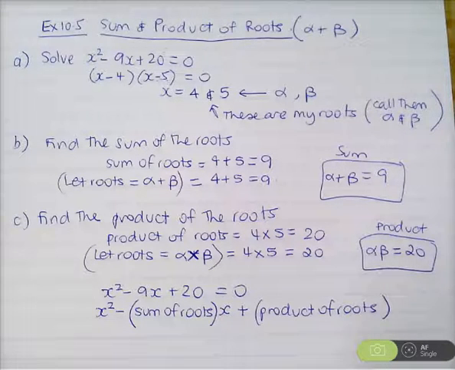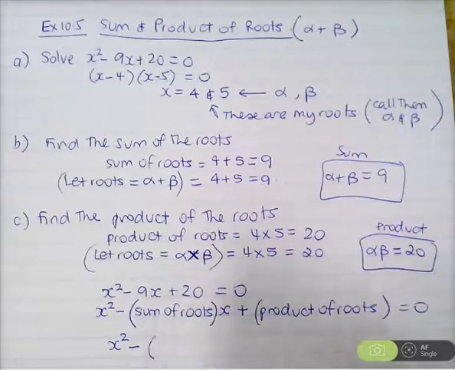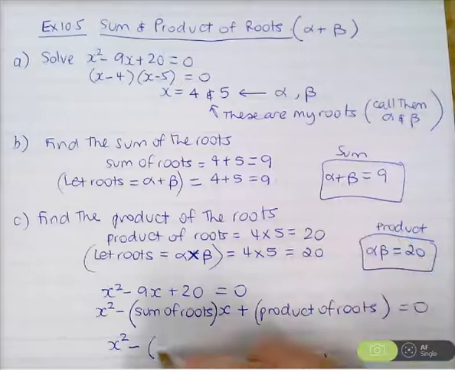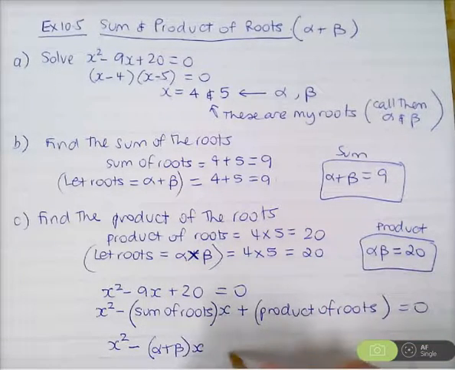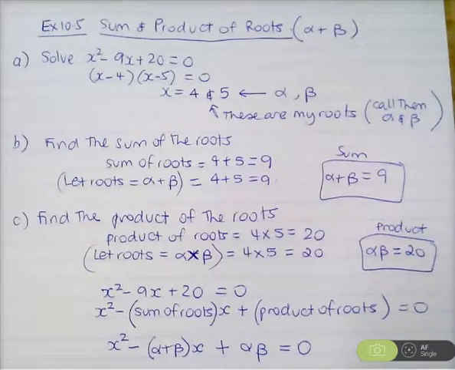Got the idea? I'm now coming back to the original equation. I'm replacing that 9 with sum of roots, and I'm replacing that 20 with product of roots. Isn't it really x squared minus, now how do I write sum of roots? Alpha plus beta times x plus product of roots, which is alpha times beta. Now, just copy that down.